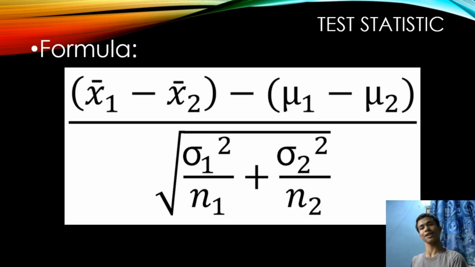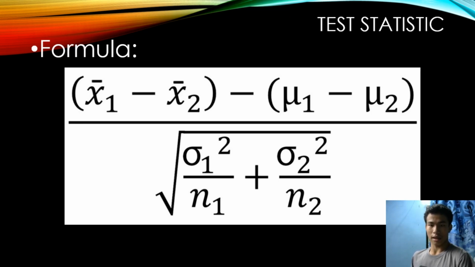The formula for the statistic is as follows: x sub 1 minus x sub 2 minus mu 1 minus mu 2, all over the square root of sigma sub 1 squared over n sub 1 plus sigma sub 2 squared over n sub 2.